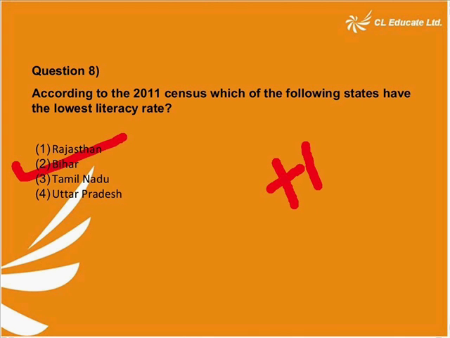Okay, let's come to question number 9. The intersection of the prime meridian and equator lies in which ocean it is?